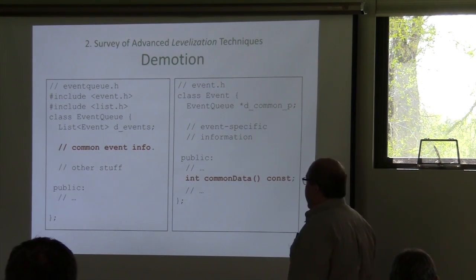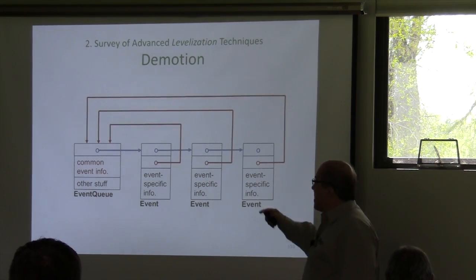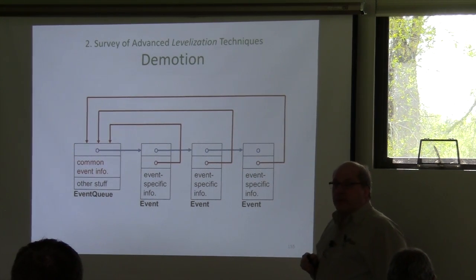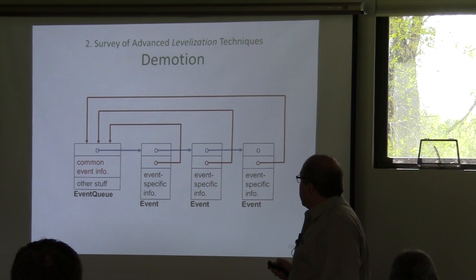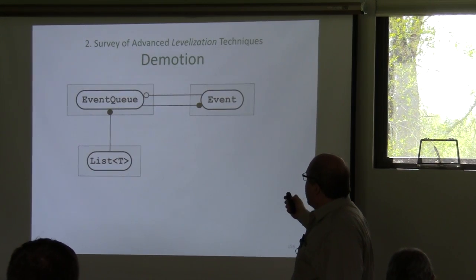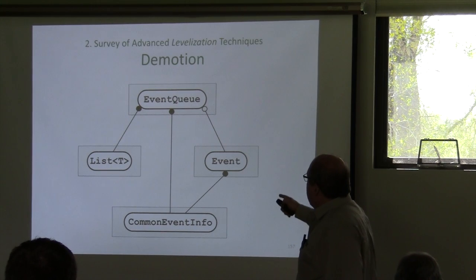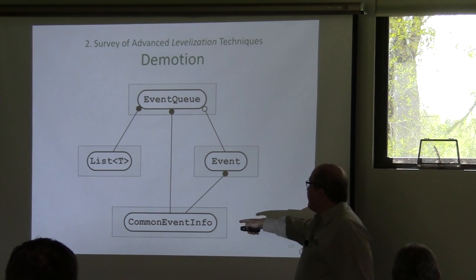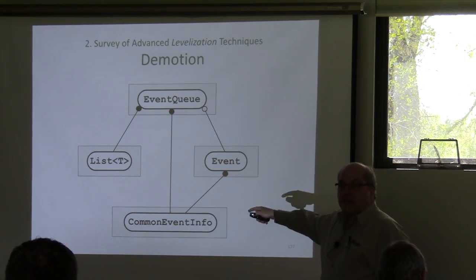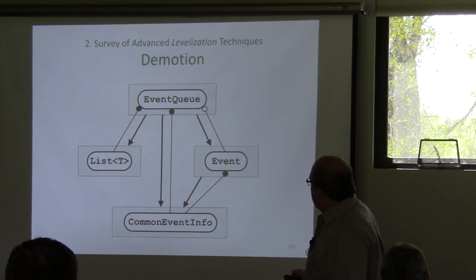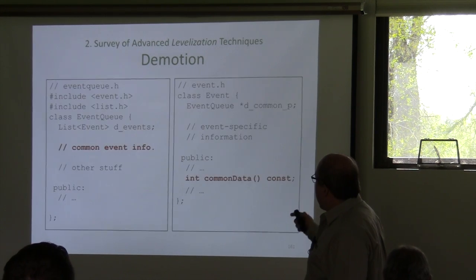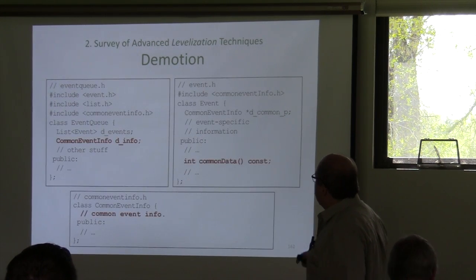We absolutely factor the common data out. See that common event info? It's sitting over there. And look at what we're pointing back to the event queue. Now, this is a cycle. But what I'm going to do is factor that out, just as you said. Now, the event queue depends in its implementation on the common event info, and so does event. Right? Now, look at that dependency graph. It's a beautiful thing. There are the level numbers. And now we come back here, and it looks like this.